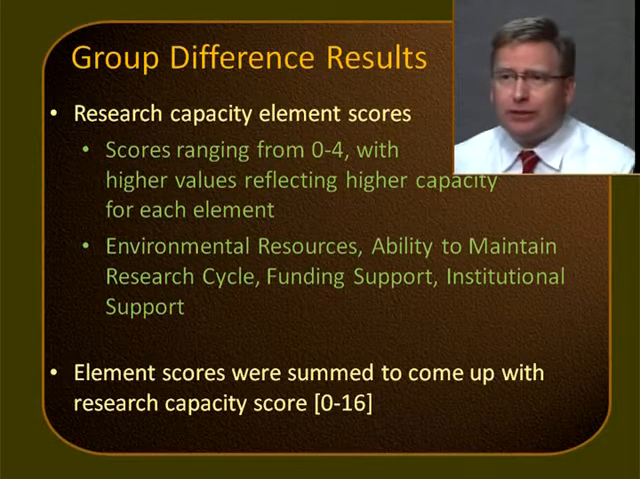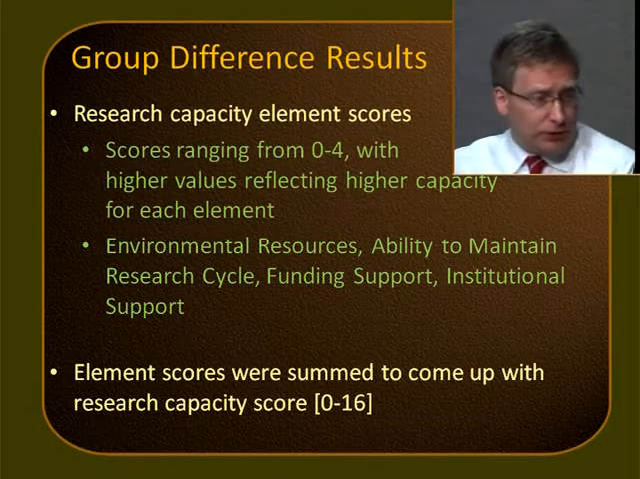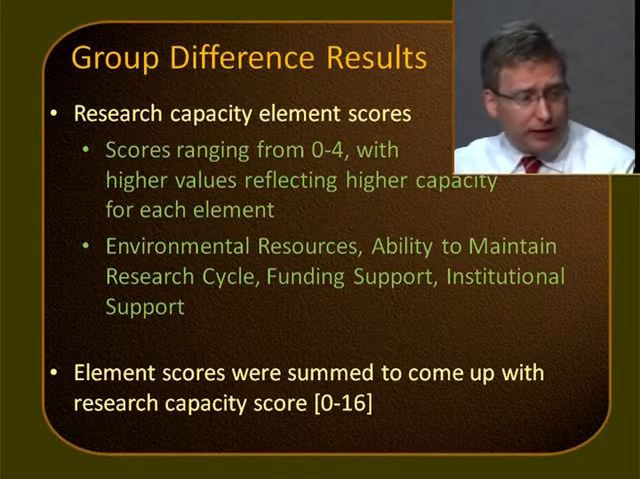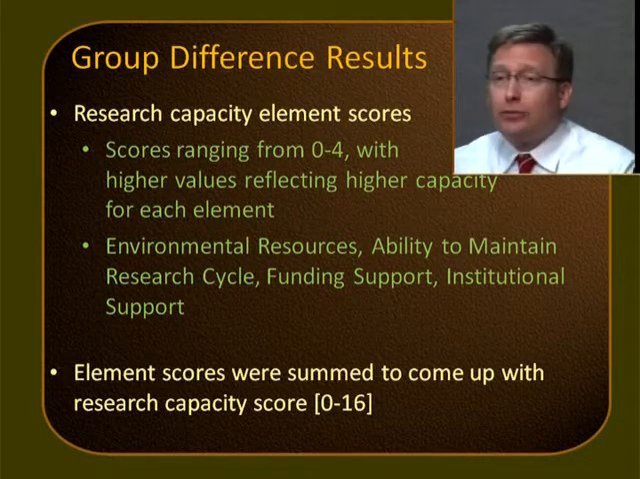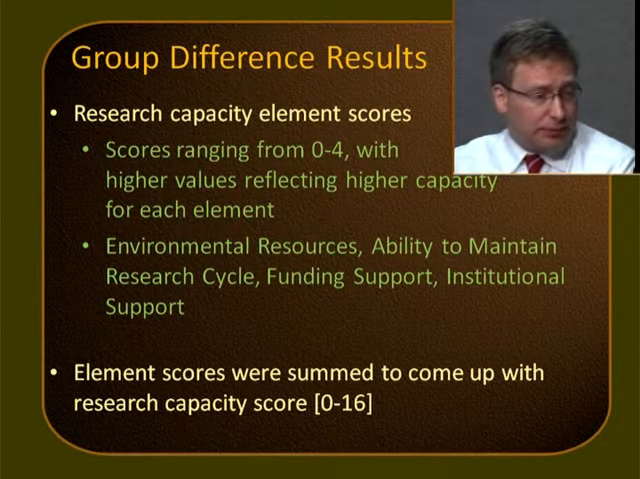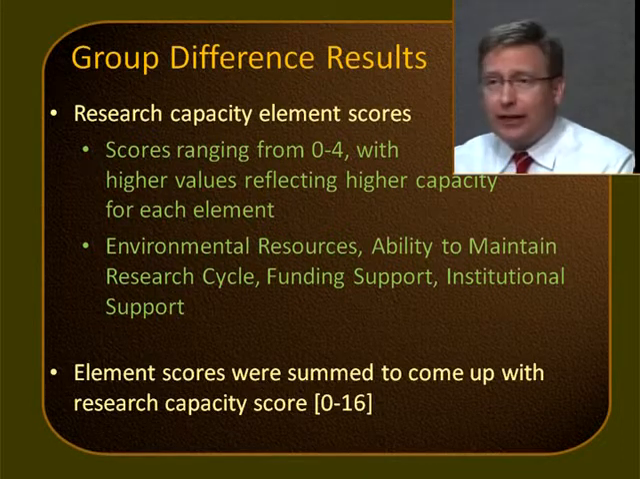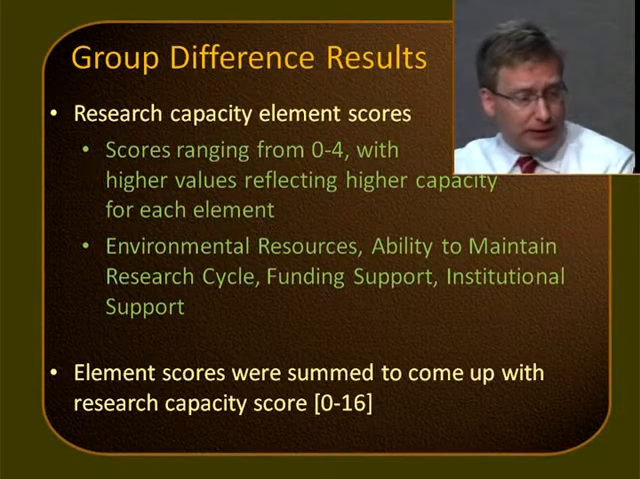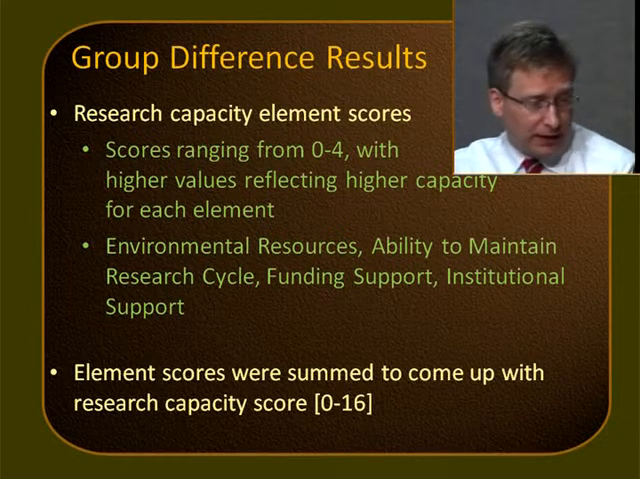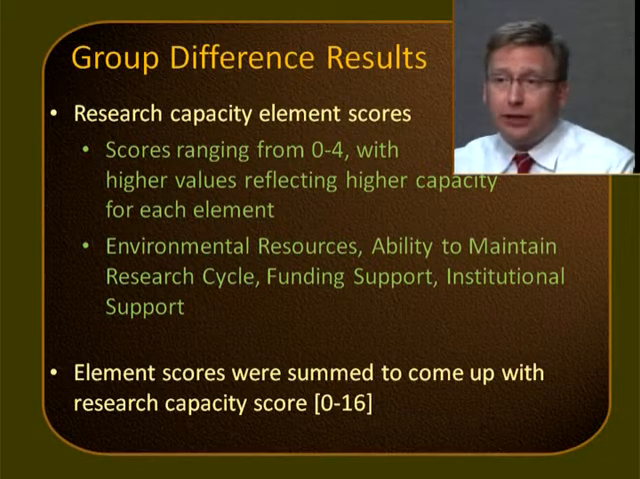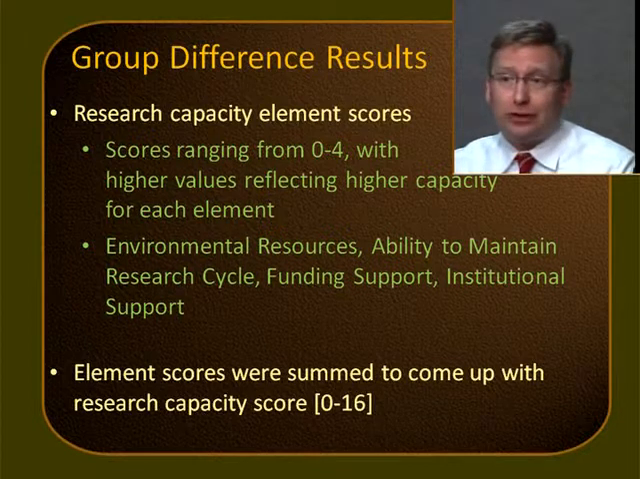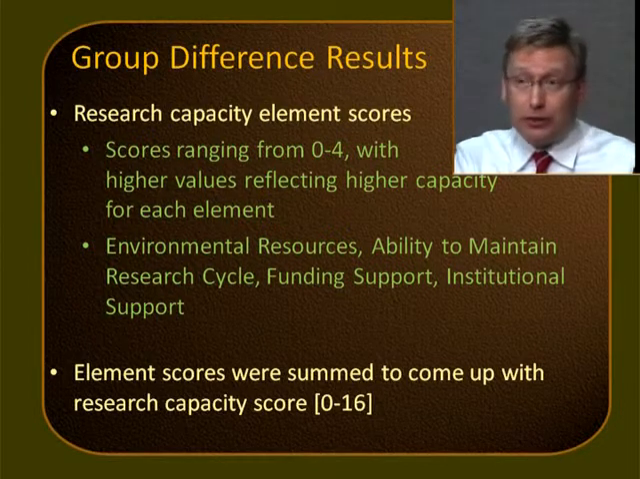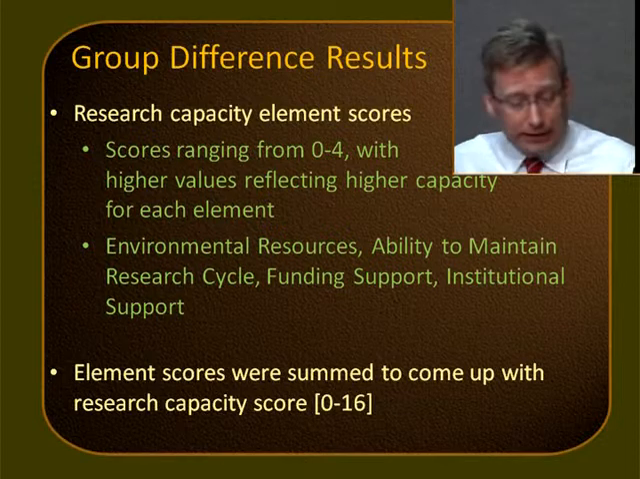We did see some group differences in our results. Research capacity element scores range from 0 to 4, with greater scores of 4 indicating that they had a greater capacity for each element. We asked them with regard to several key areas: environmental resources, the ability to maintain the research cycle, funding support, and institutional support. Elements were scored and summed to come up with a research capacity score which ranges from 0, none, to 16, very good.